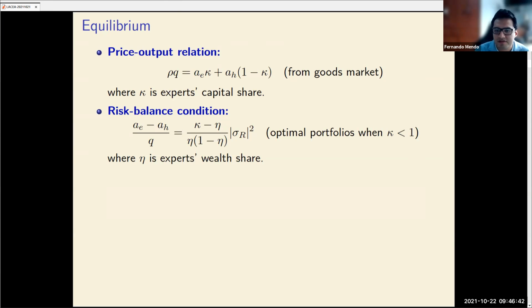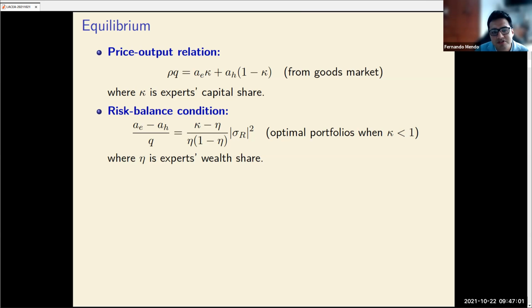Everything is divided by the aggregate level of capital, so you have just the price of capital Q. And the right-hand side is output, which is going to depend on this kappa, which is the share of capital that's managed by experts. Of course, the more capital managed by the productive agent, the more production there is.